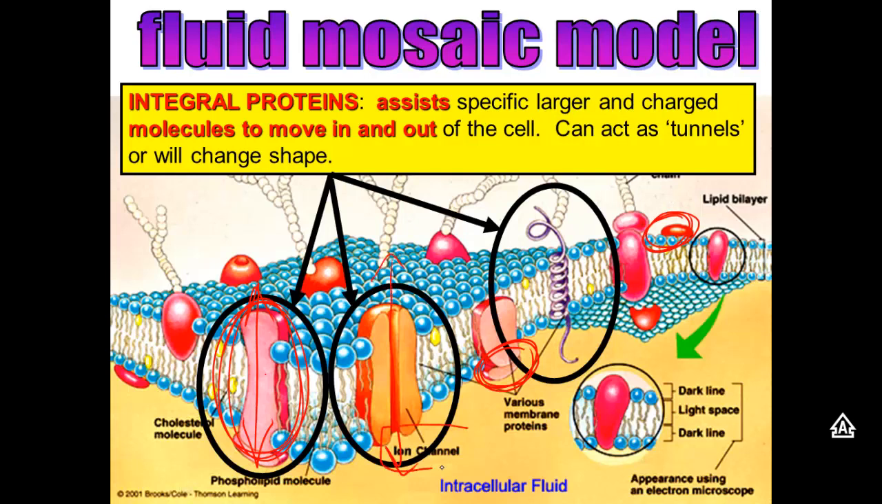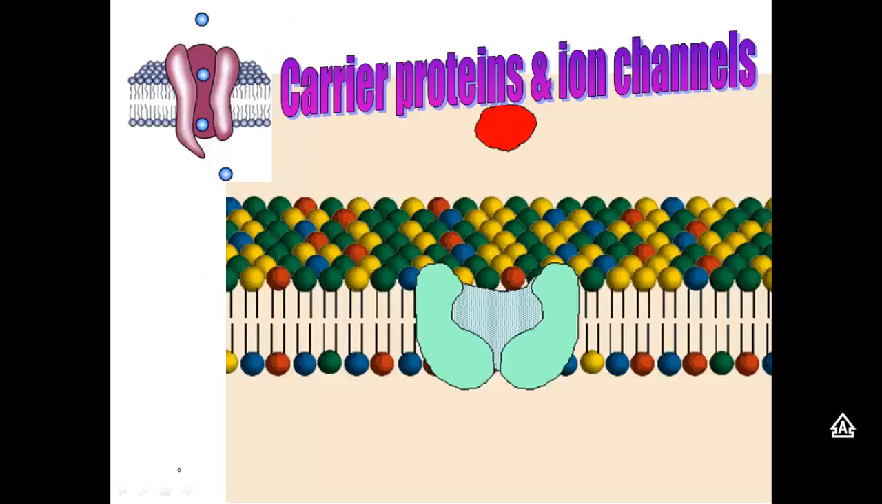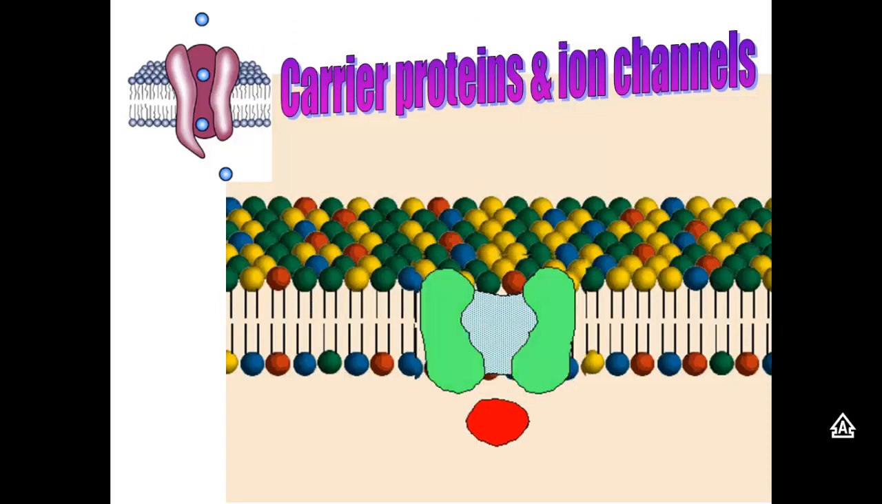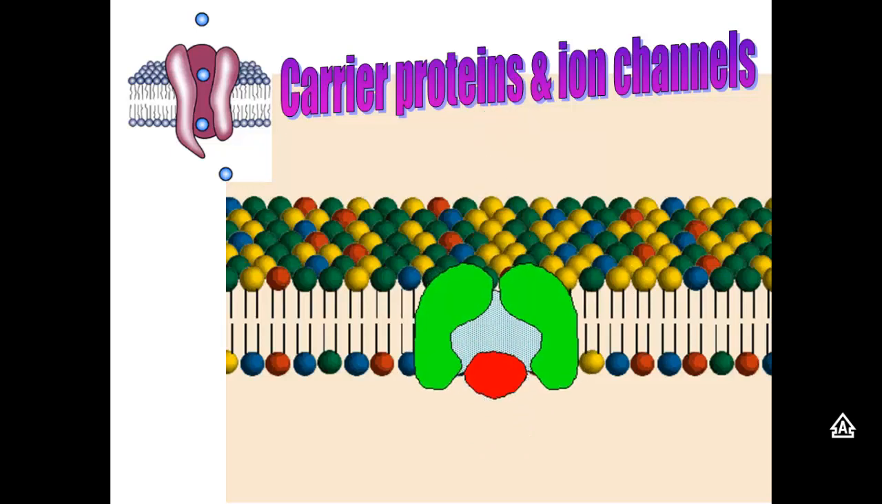Sometimes that's done with a channel, like a little tunnel. You can see in this one, that's called an ion channel. And sometimes that's done with a carrier protein, which will actually change its shape as things are moving through it. So you can see here the carrier protein, it's helping or assisting a molecule, probably a charged molecule, move into the cell.